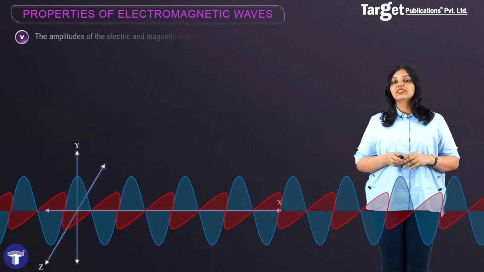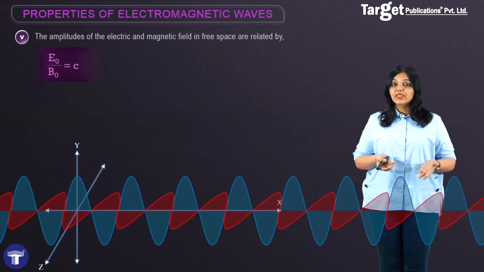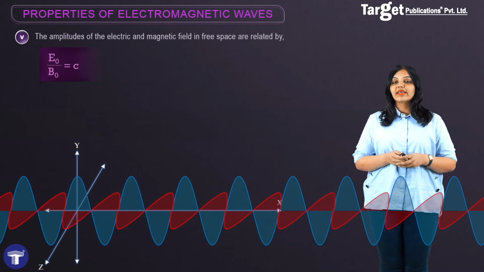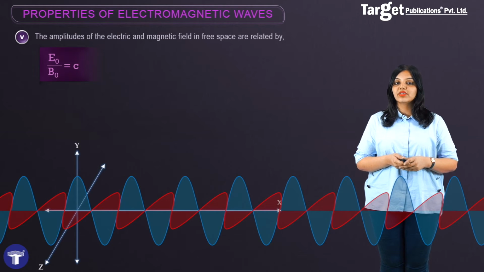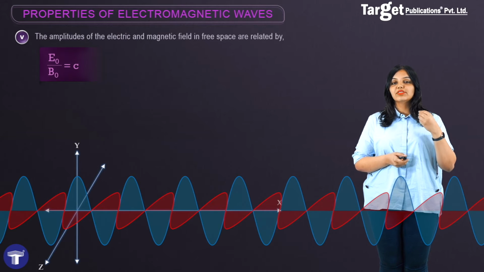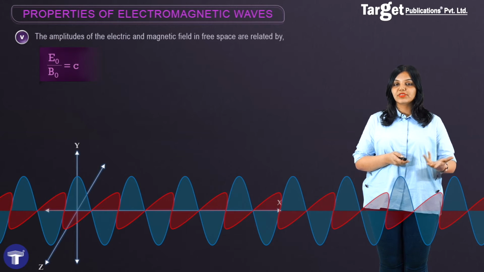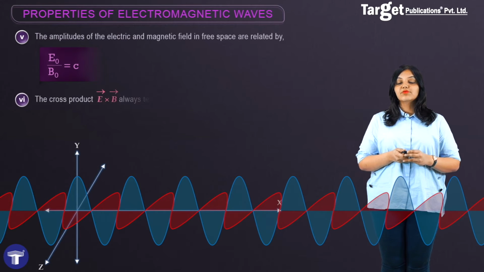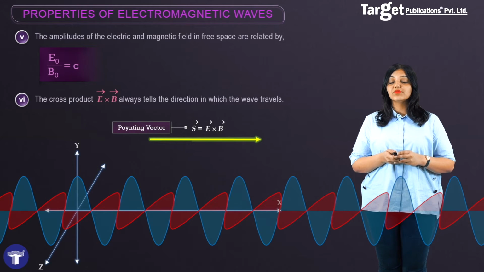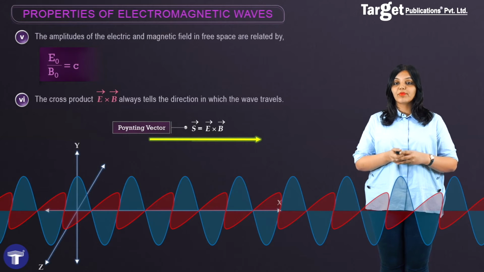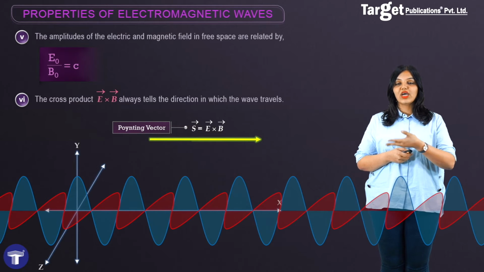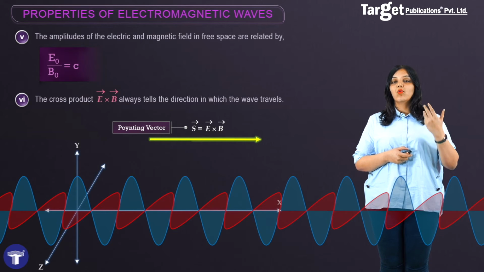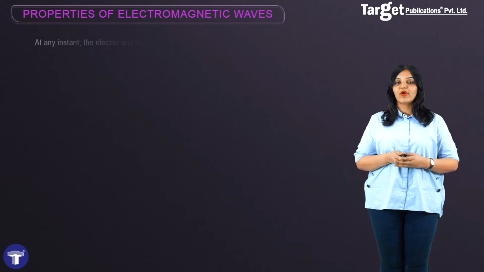The fifth property of electromagnetic waves is that the amplitudes of these waves are related by the equation E₀/B₀ = c. That is, the ratio of their amplitudes is nothing but the speed of light. E₀ is the amplitude of the electric field and B₀ is the amplitude of the magnetic field. The sixth property says that the cross product E × B always points in the direction of propagation of the wave, and therefore if you want to find the direction in which the wave travels, you simply have to find the direction that E × B is pointing in.